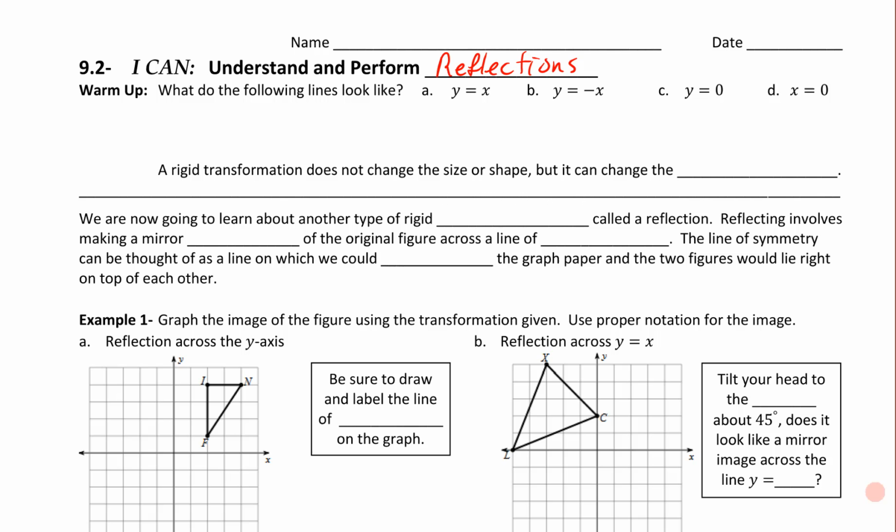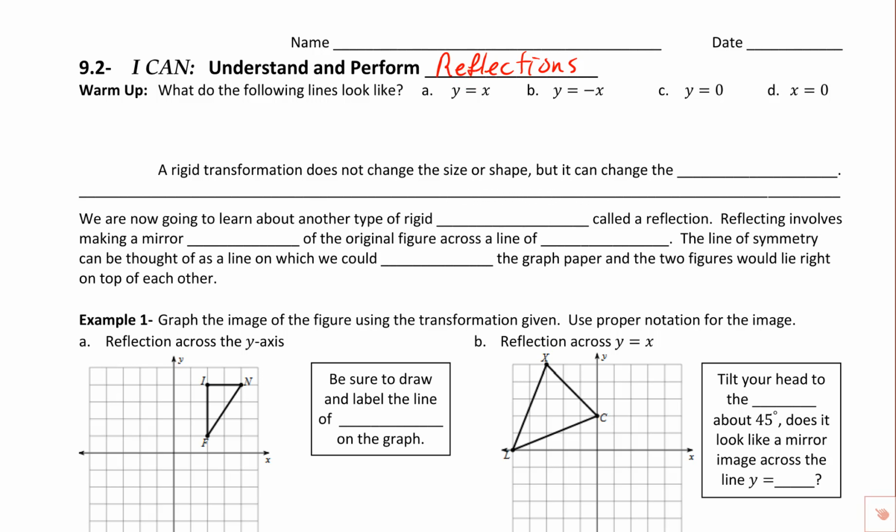On to another type of transformation in 9.2. The I can statement for this section is I can understand and perform reflections. So let's go ahead and write the word reflections right there. A reflection is probably something that you've heard of before. You know about reflections in mirrors and things like that. And we're gonna use that idea as we describe what a reflection is.